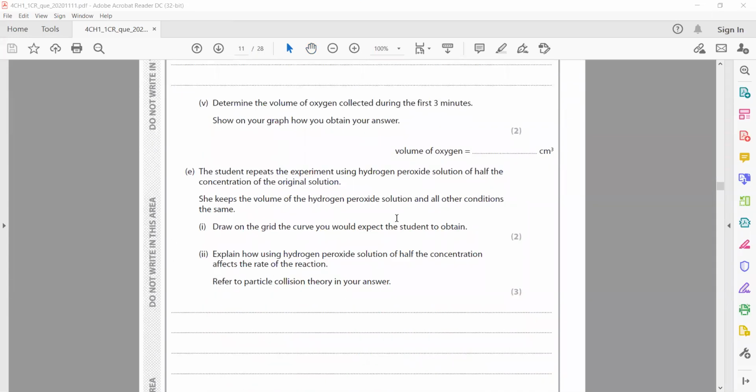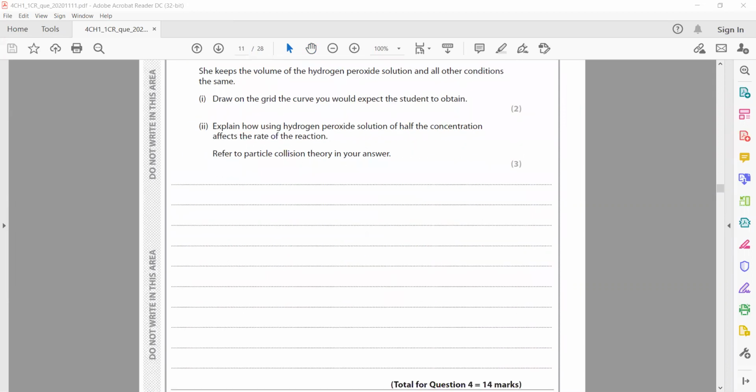How does using hydrogen peroxide of half concentration affect the rate? So when we halve the concentration, the number of particles reduces, there are fewer collisions, that's why a slower rate leads to a lower yield as well, or amount of product.